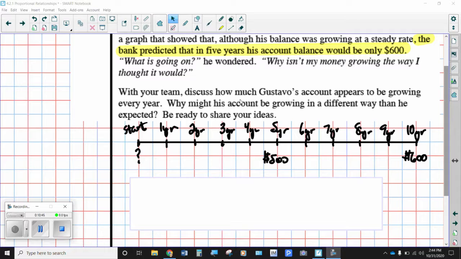Okay, so the second question, we still probably need to do a little bit more investigating to answer. But I think we can answer the first part, right? How much does it appear to be growing? Let's go from 500 to 600. It kind of looks like, what is that? 1, 2, 3, 4, 5 steps. So in 5 years, it grew $100.